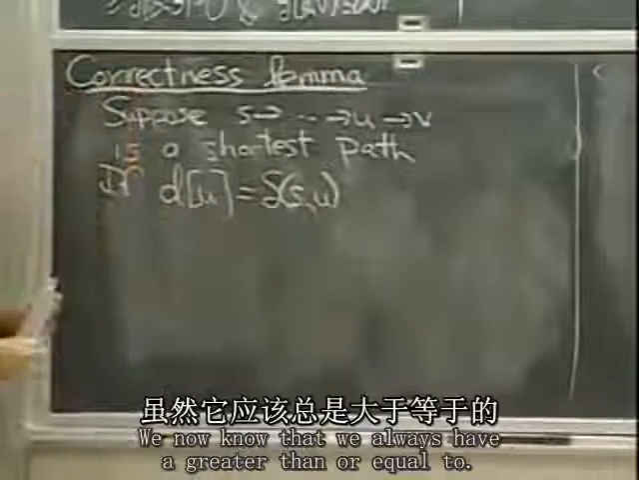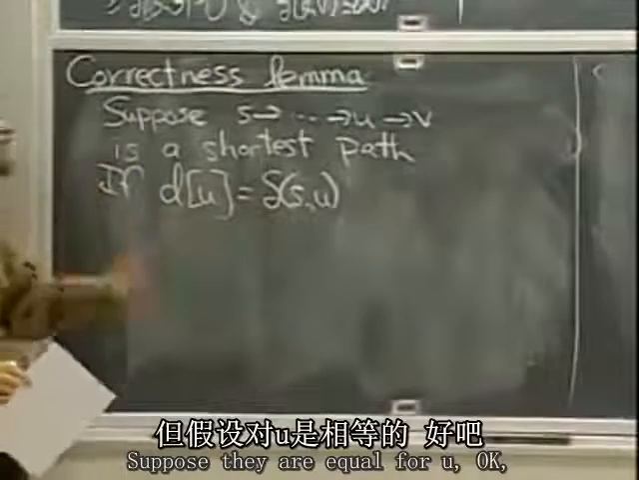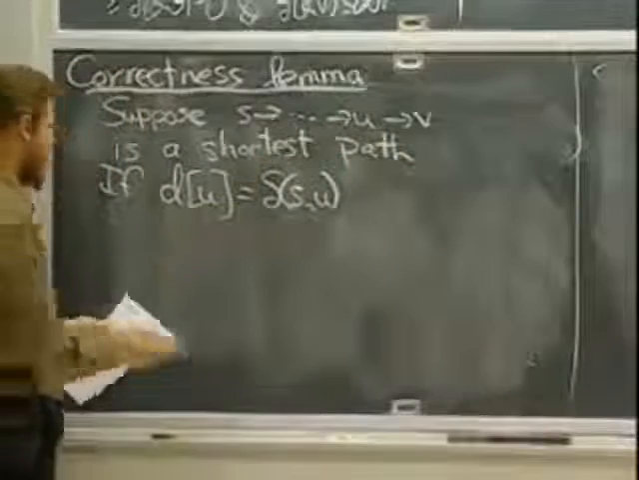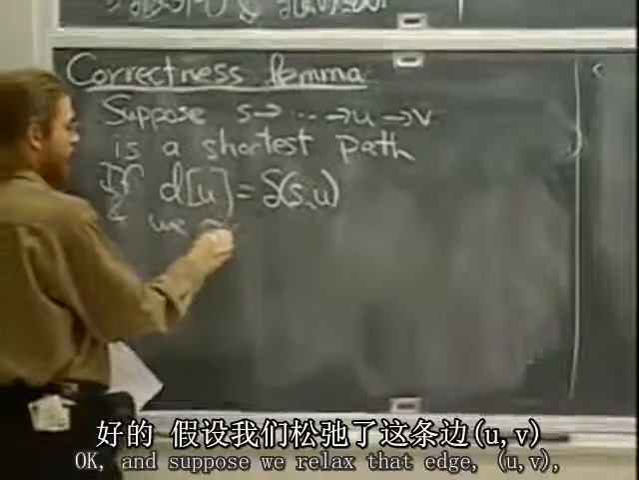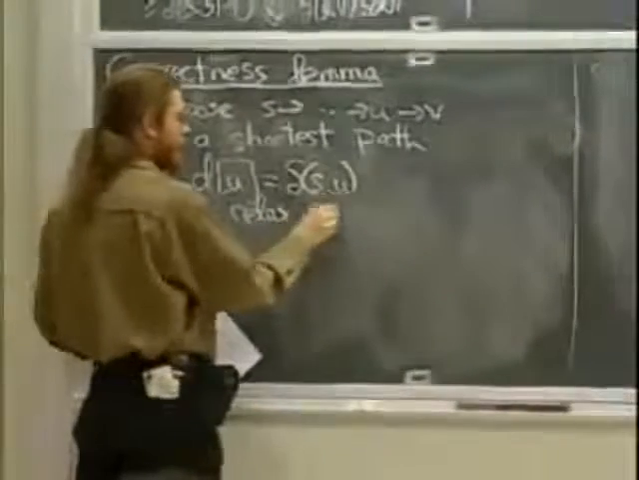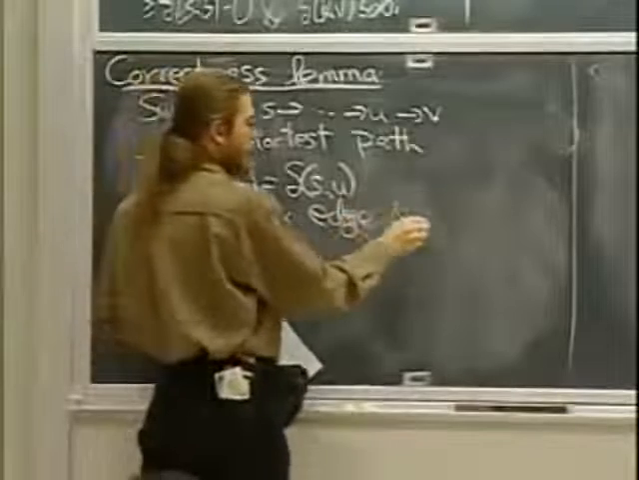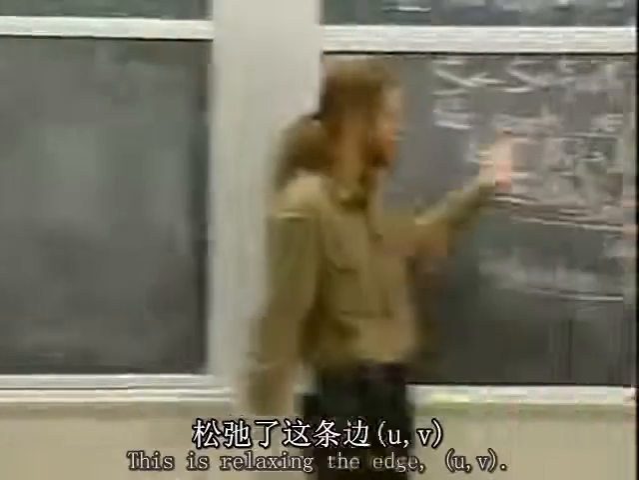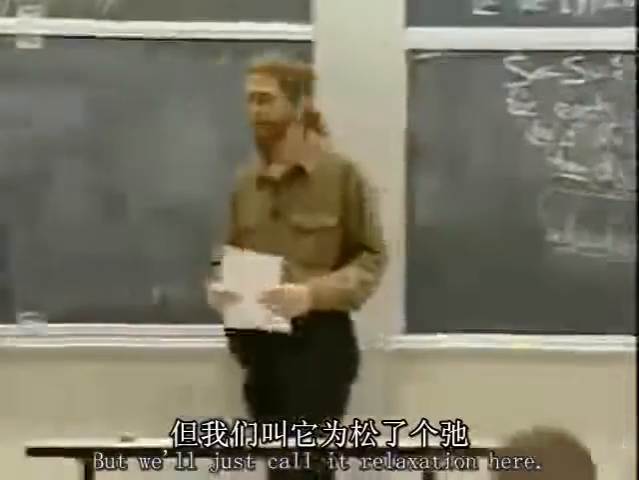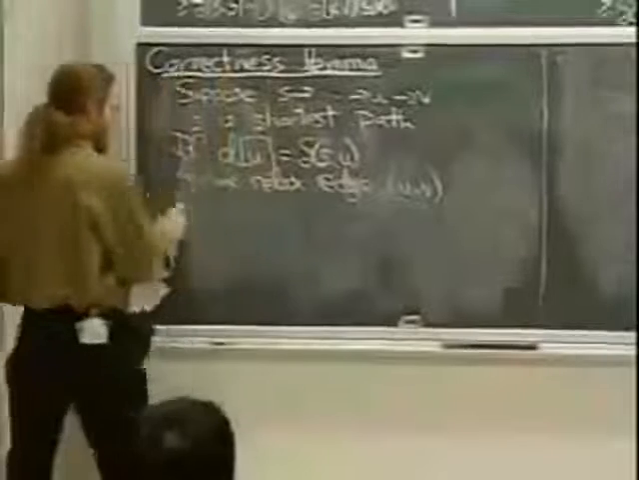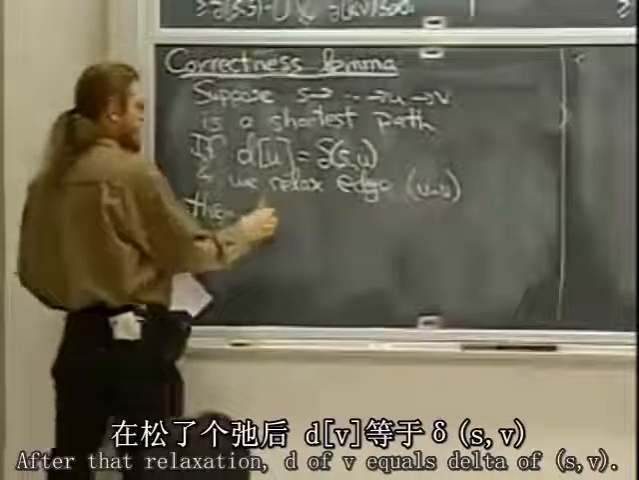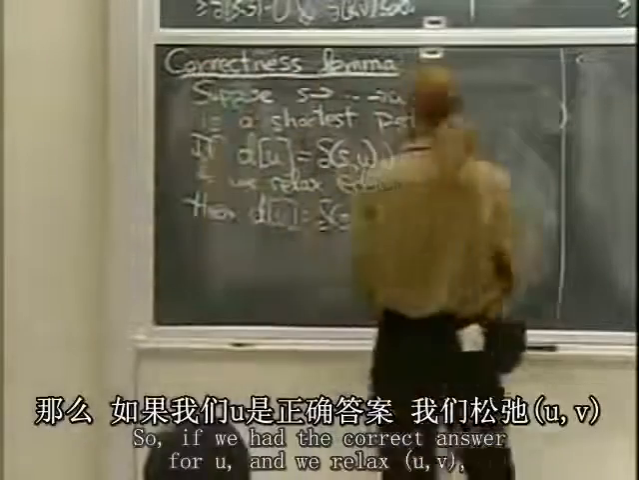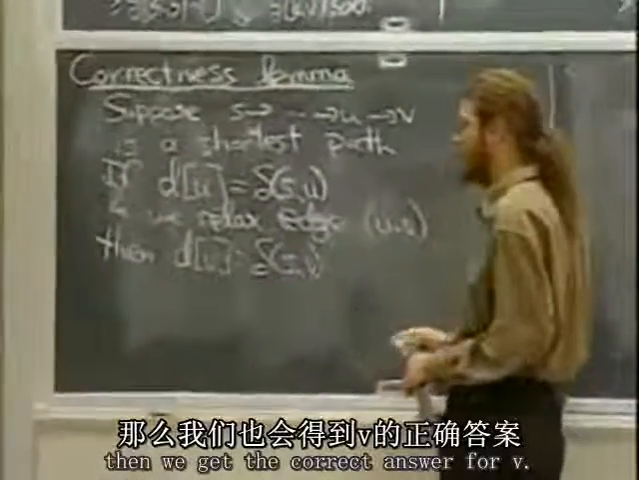We now know that we always have a greater than or equal to. Suppose they're equal for u, the vertex just before v in the shortest path. And suppose we relax that edge, u v, which is exactly this step. This is relaxing the edge u v, though I didn't just call it relaxation here. Then after that relaxation, d of v equals delta of s v. So if we had the correct answer for u and we relax u v, then we get the correct answer for v.